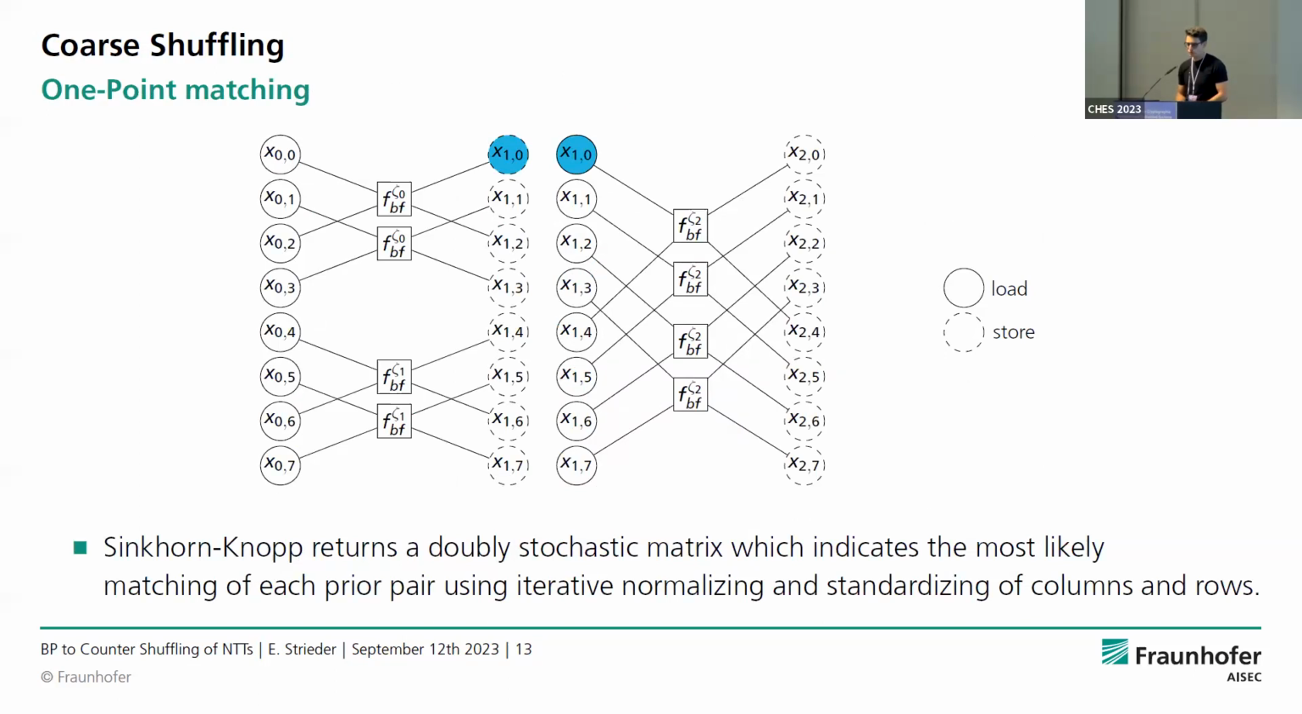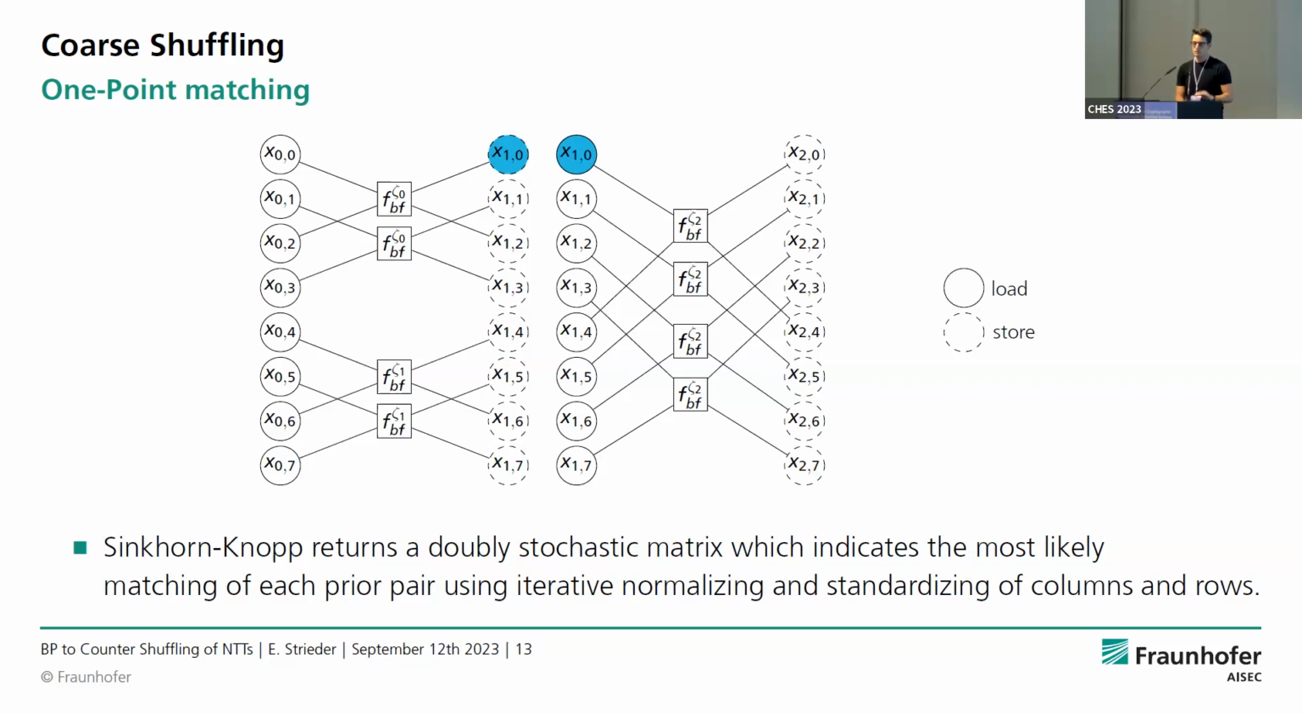What did we try to do? Indicated the store operations and the load operations here. The first try was the so-called one-point matching, where you take the mean value of the Hamming weight distributions as an indicator for the distributions, then put them in a matrix, and let the Sinkhorn-Knopp algorithm do its job. Sinkhorn-Knopp is an iterative algorithm which searches for the most likely matches by standardizing and normalizing rows and columns stepwise.